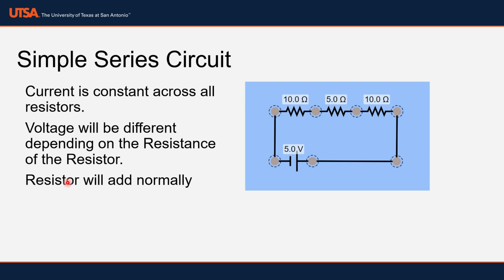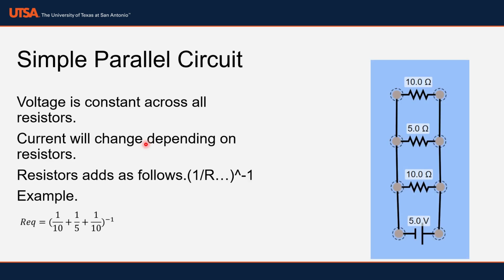Another thing is we're going to have to simplify these circuits, and it's going to become more apparent when we do these examples, but the resistors must add normally. So we'll add this normally. So that's basically some things that we need to point out about a series circuit.